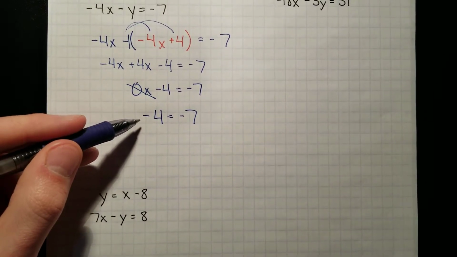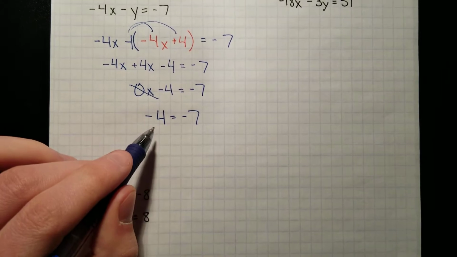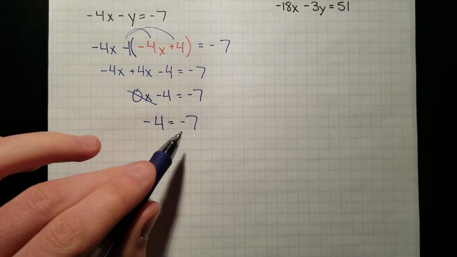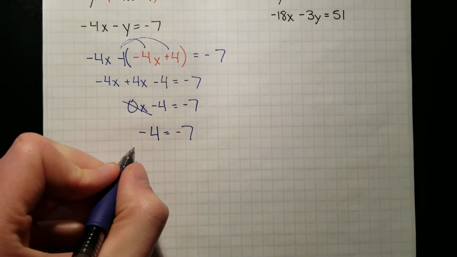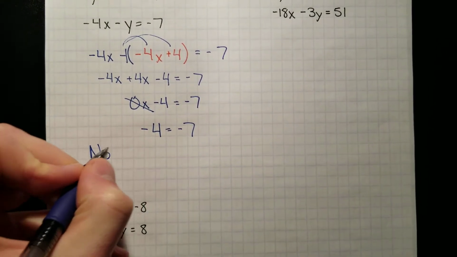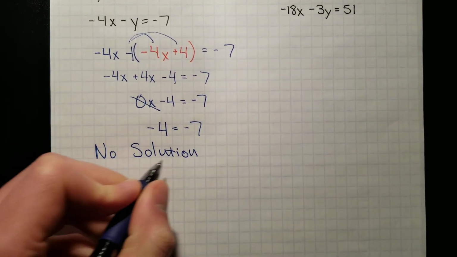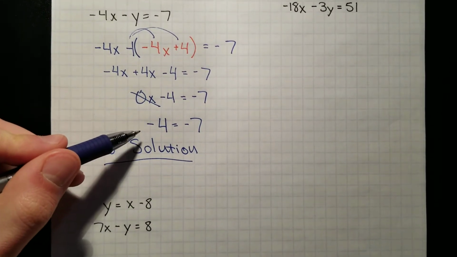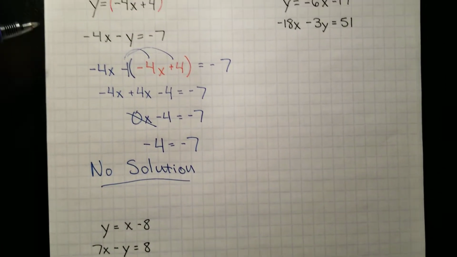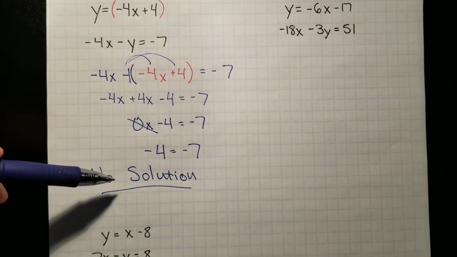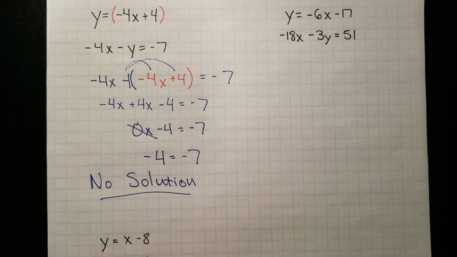Now, for this solution, if we know that there are two things that are unequal to each other, you should know that negative 4 and negative 7 are not the same. So once we know that they are unequal, that means that we have no solution. And that's because this is unsolvable. These two lines are going to be parallel lines that would never cross each other. So they do not have a solution where they cross.